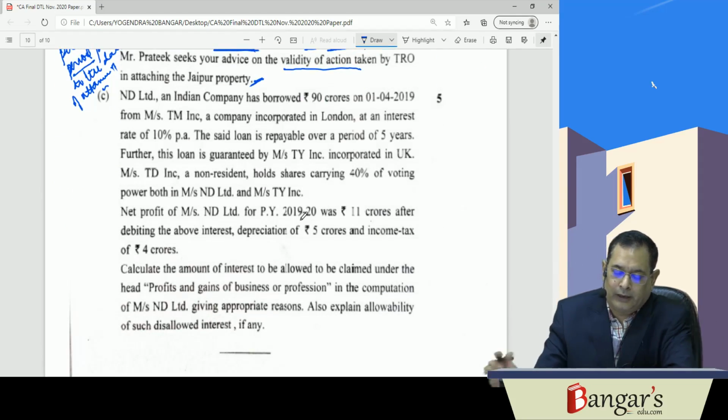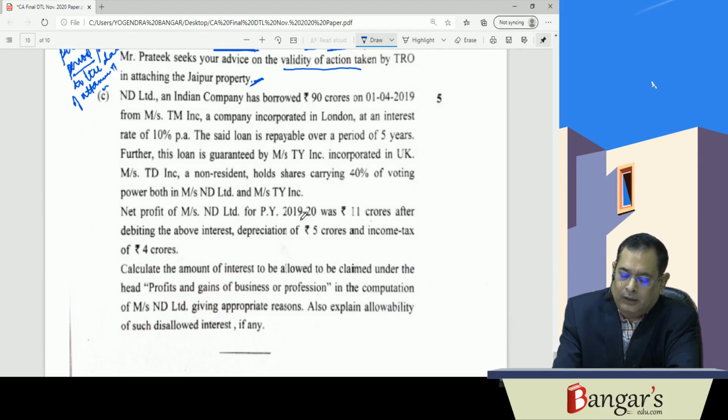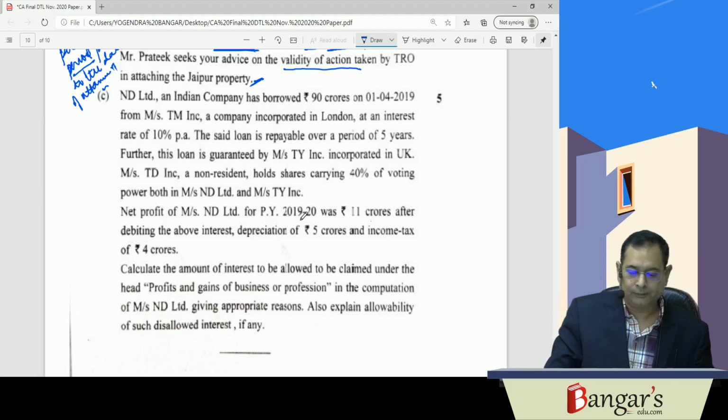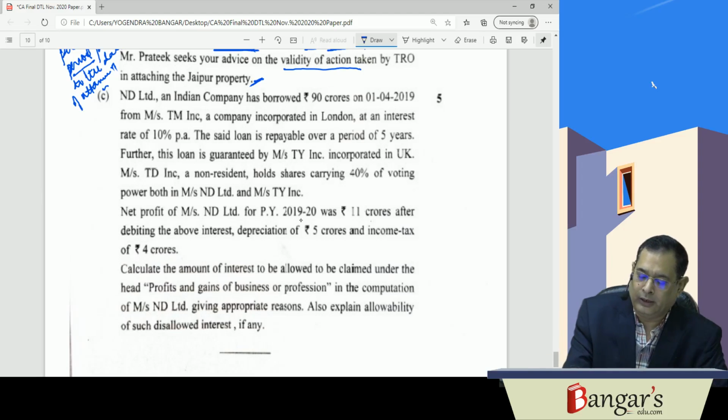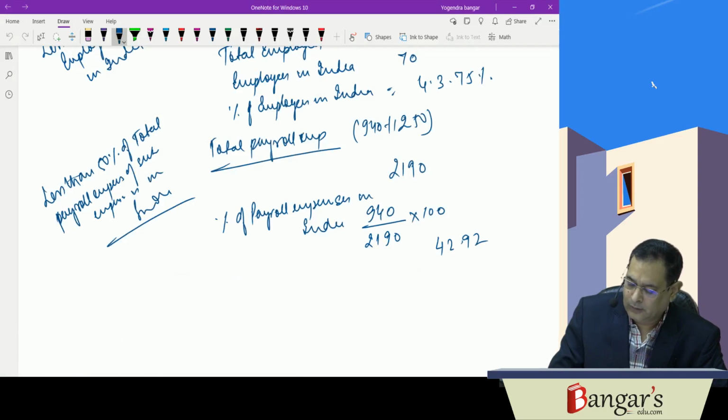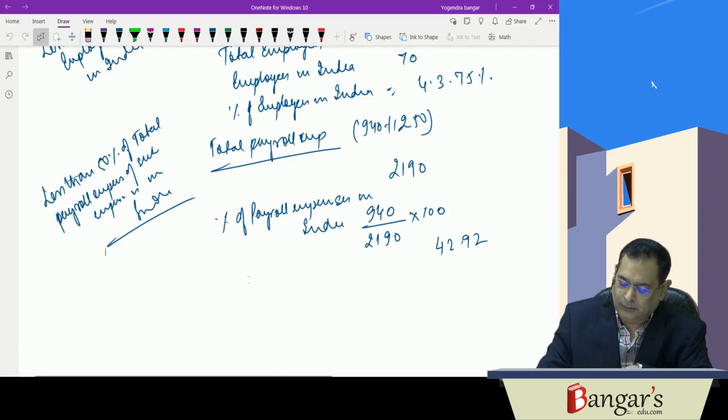Next question is ND Limited, an Indian company. ND Limited, an Indian company, has borrowed 90 crores on 1/4/19. Now it has borrowed what? ND Limited is an Indian company.